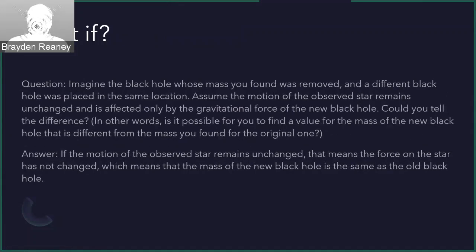What if? If we were to imagine a black hole whose mass that we found was removed, and then put in a new black hole, and the motion of the star did not change at all, the only force is the gravitational force from the new black hole, could you tell the difference? And the answer is no. That's because if the motion remains unchanged, that means that the net force on the star has not changed, which means the mass of the new black hole is the same as the old black hole. And that answers the second part of the question.